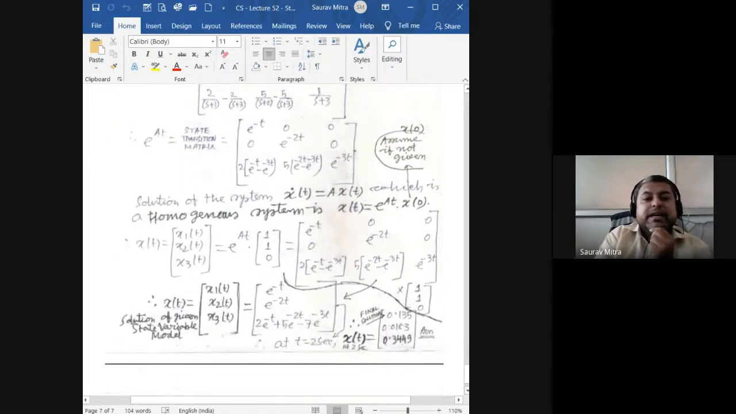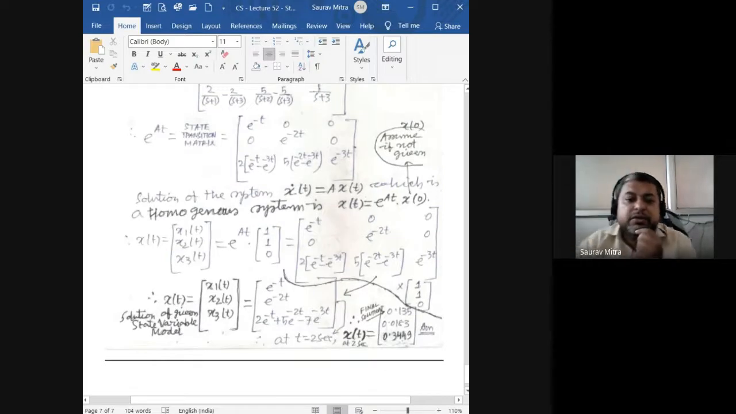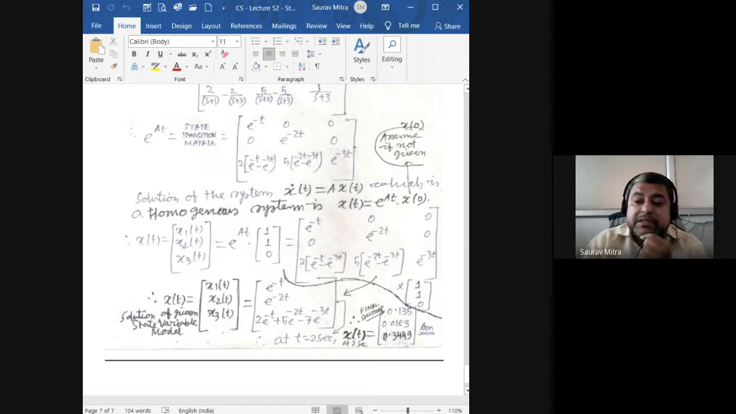So I told you that in today's numerical we are going to find the state transition matrix. First we found the state transition matrix for a 2 by 2 A matrix, and then we found the state transition matrix for a 3 by 3 case. That means the A matrix is 3 by 3. How to find the state transition matrix? Up till here there is no problem. Now what we are trying to find is x dot t is equal to Ax t. A is given. We have found the state transition matrix.